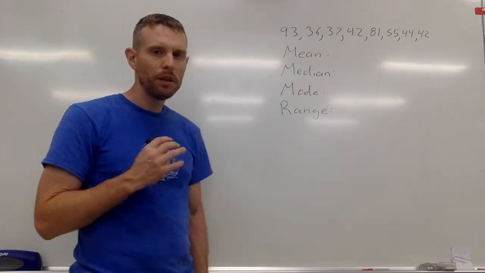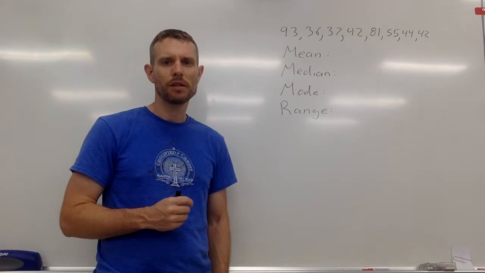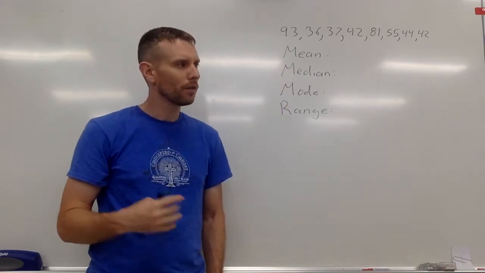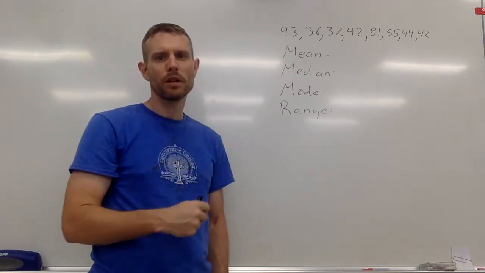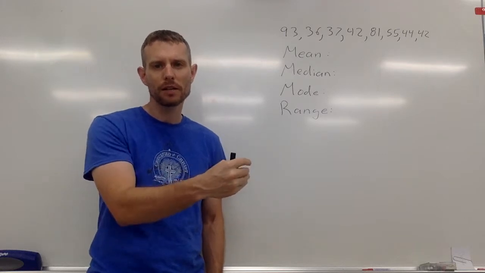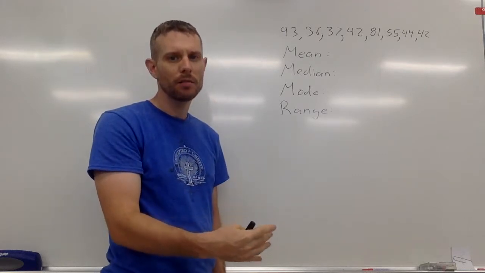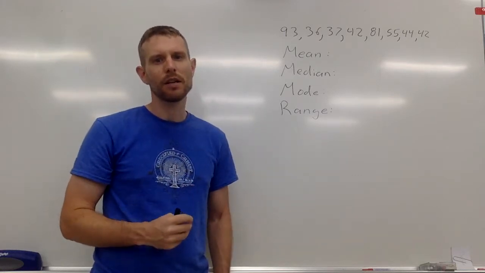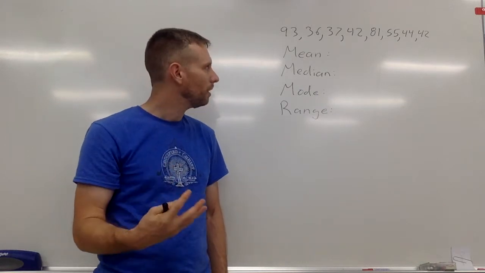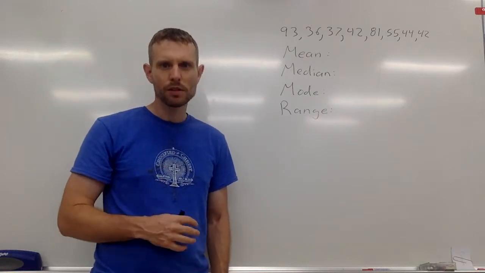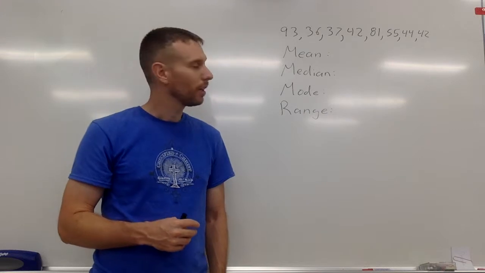So the mean is basically, if you have a data set, you add up each of the values in the data set, then divide by how many numbers were in the data set, and that will give you your mean. We'll do this in just a second. Let me go through the definitions first though.